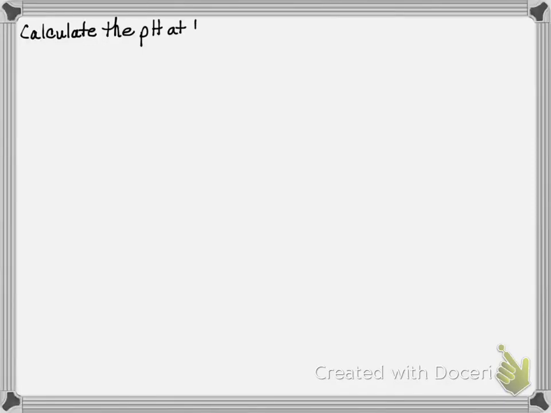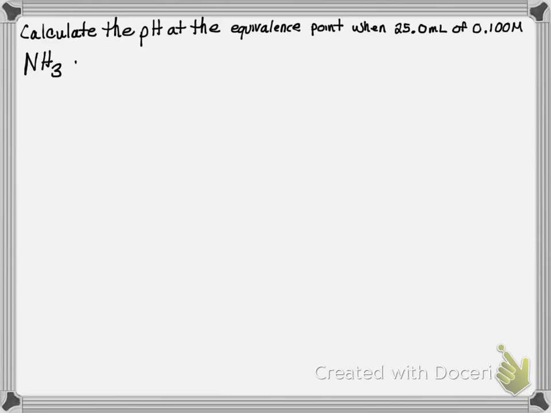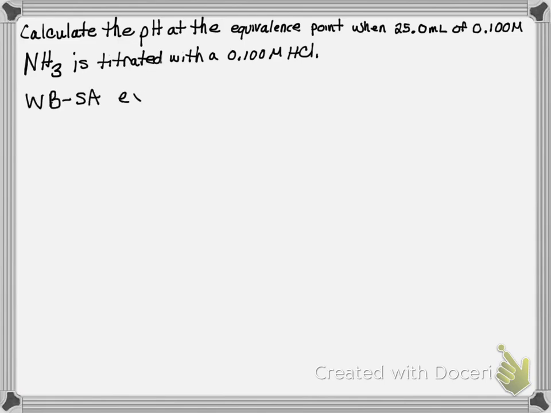So the problem we're going to do here is a titration problem. We are going to calculate the pH at the equivalence point, but this is not going to be an acid titrated with a base. Instead, we have 25 milliliters of a 0.1 molar NH3 solution that is going to get titrated with HCl, which is a strong acid. So we are going to know, even before we do anything, that we have a weak base, strong acid titration.